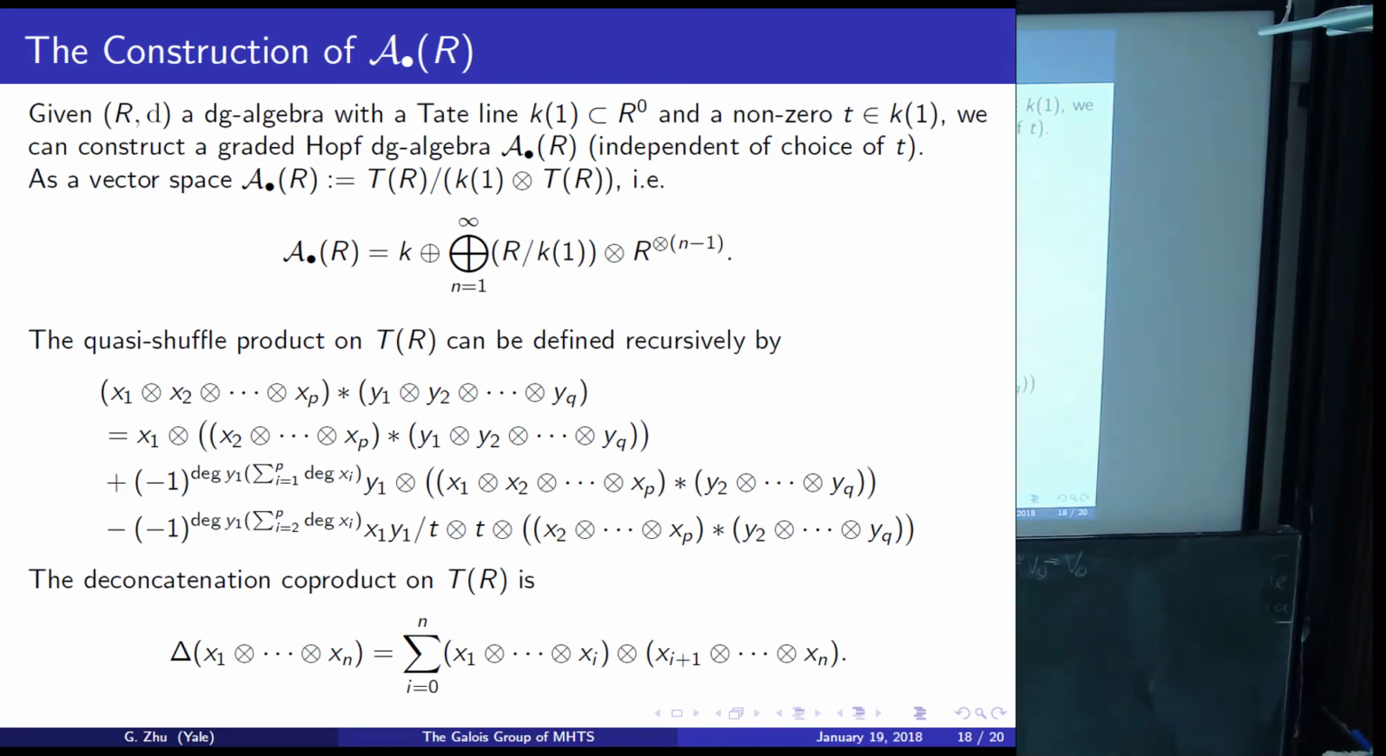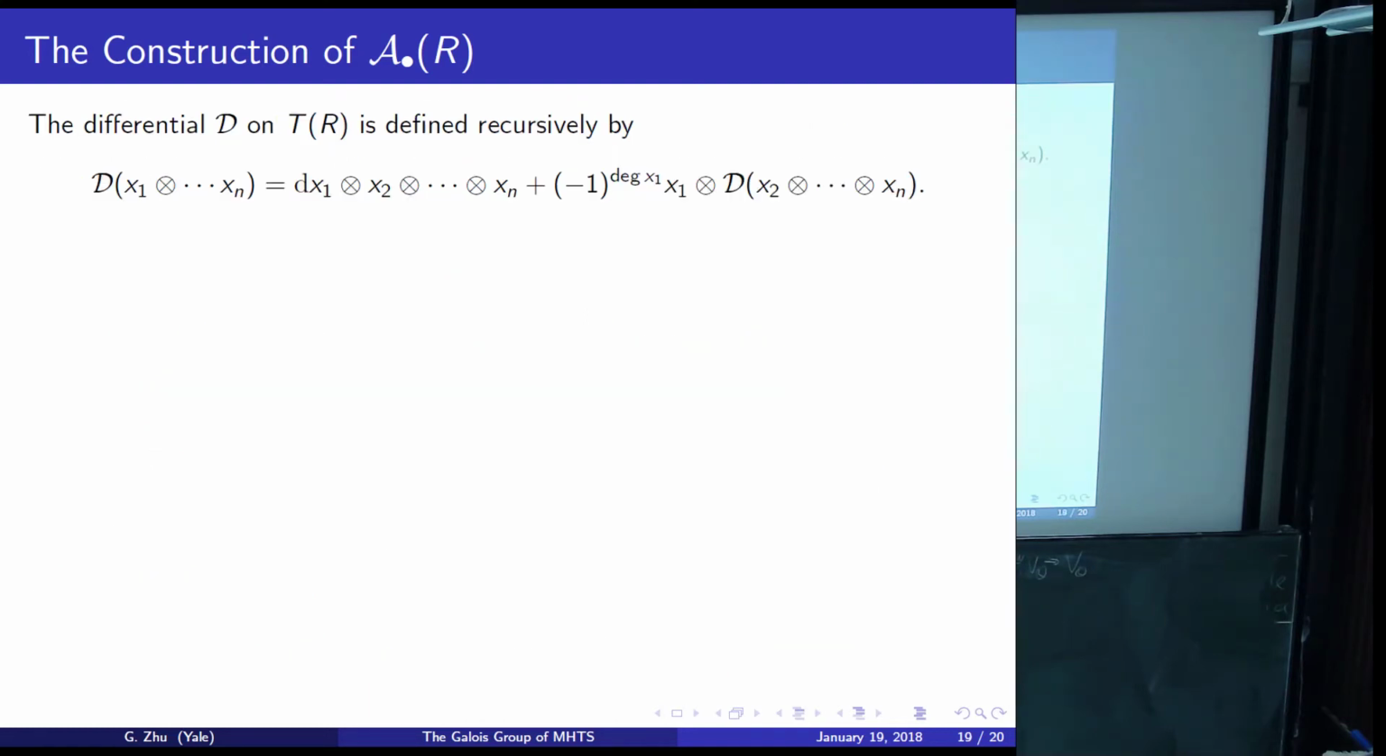And the coproduct is just the usual one. You put a bar at any place you can put. In AR, there's a differential. Now here's the detailed form.